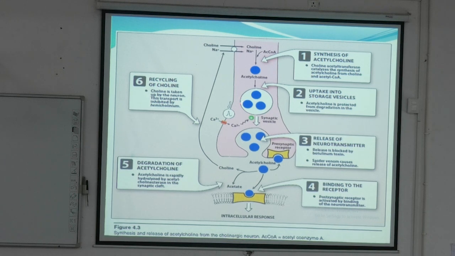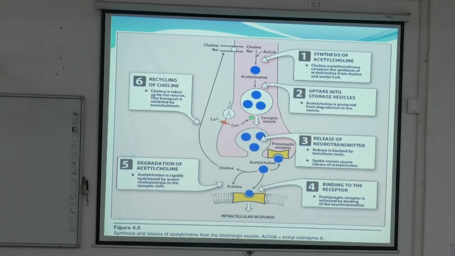Most of the small vesicles are present around the periphery of the neurons, and there are some large vesicles that also contain different types of peptide transmitter. There are some other peptide neurotransmitters, for example VIP. Okay, so there are small synaptic vesicles. Acetylcholine comes within the small synaptic vesicles.